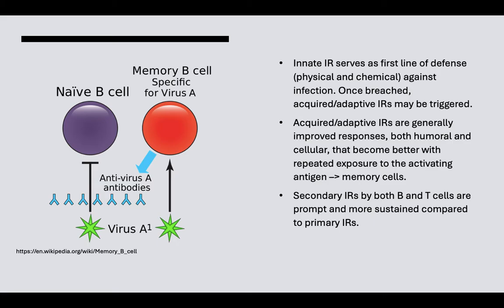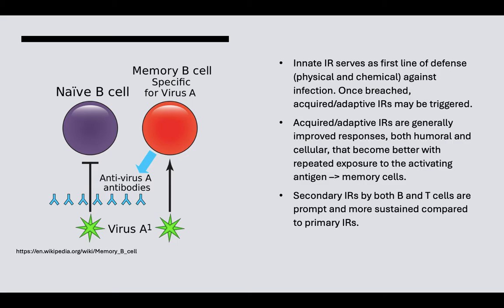Such memory cells will respond to a second, third, or fourth wave of antigen exposure, provided that the same antigen is present. When I say the same antigen, I refer to the nature of the antigen not being totally changed compared to the first instance that it was presented, or the first instance that it was processed by the adaptive immune effectors.